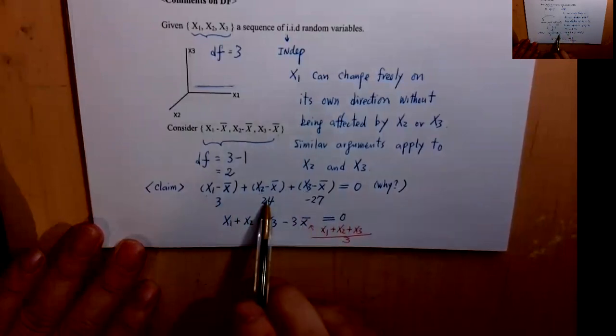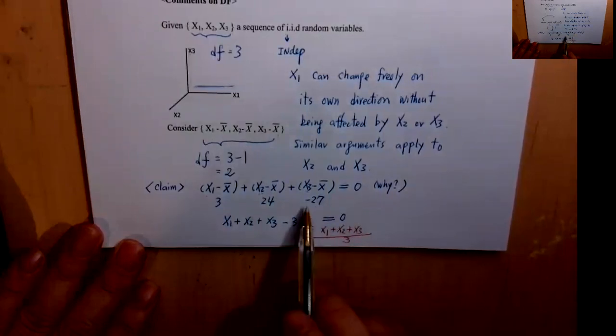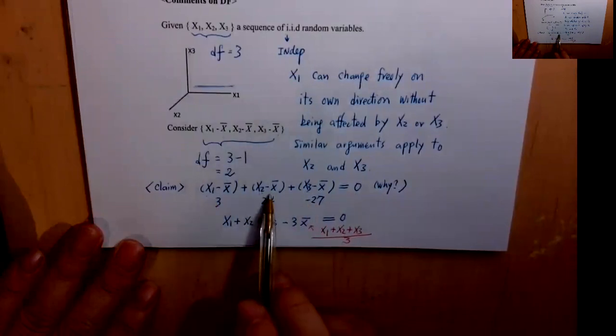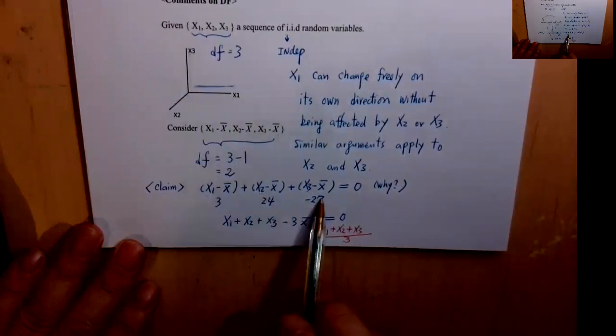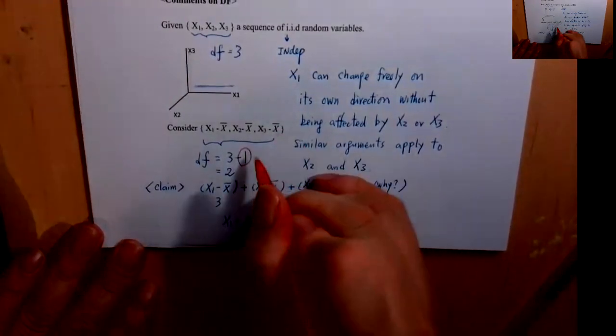So only 2 of them can change freely. The last one, subject to this constraint, must add up to what? Must add up to 0. So you can only have 2 degrees of freedom. You don't have 3 degrees of freedom. And why is that? Well, minus 1 is what? 1 constraint.